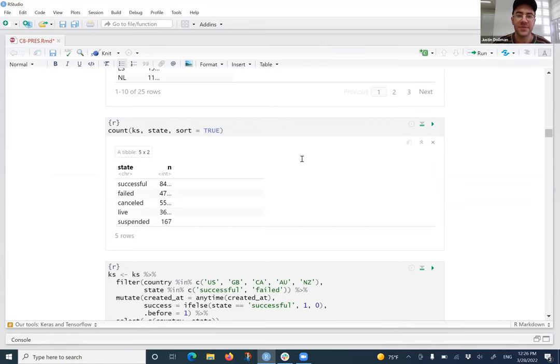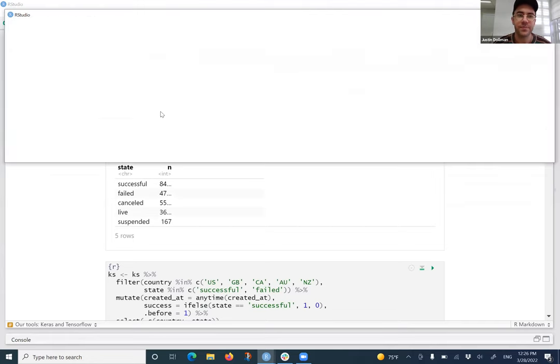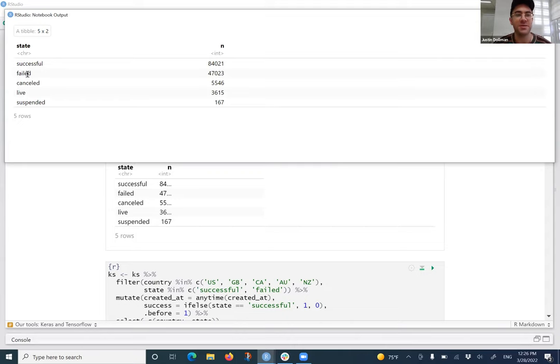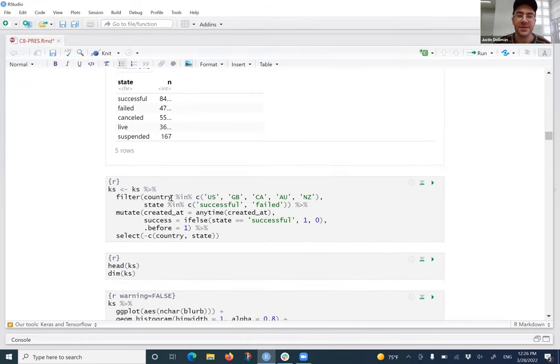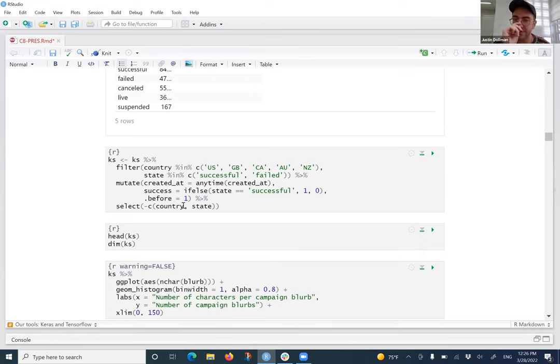And then we have the five different states. So we have successful, failed, canceled, live, and suspended. And one thing that I'm gonna do is just get rid of canceled, live, and suspended, and so subset to successful and failed projects. And we're gonna be building a classification model to predict success. Okay, so here's where all that happens. The filtering happens.